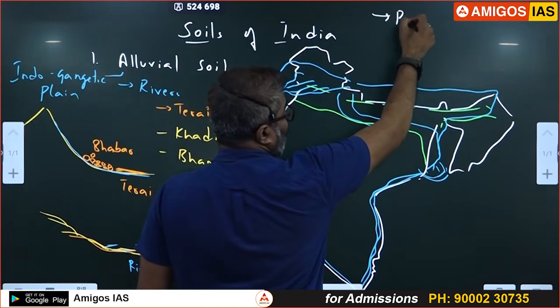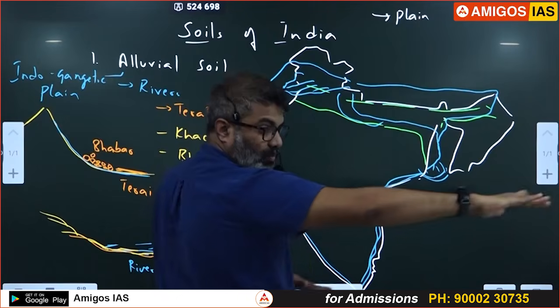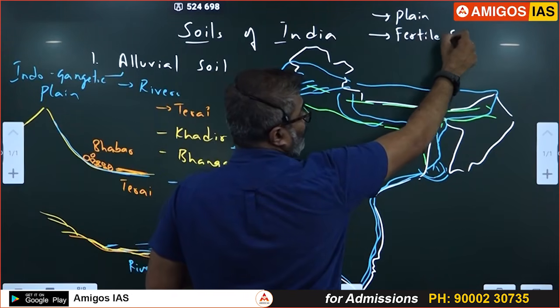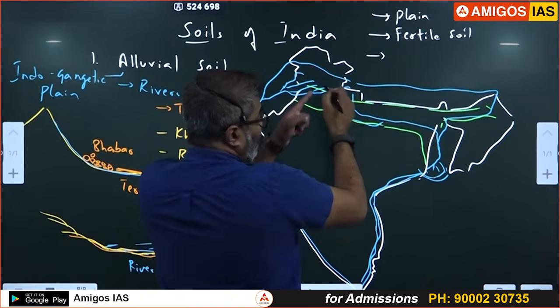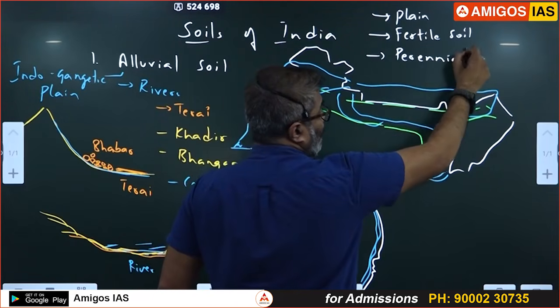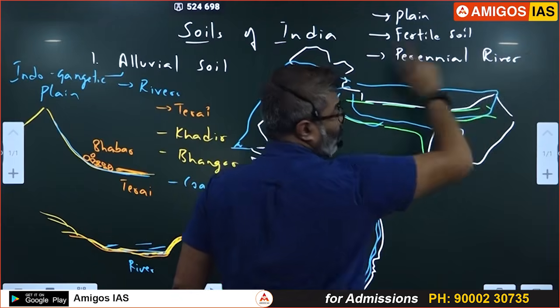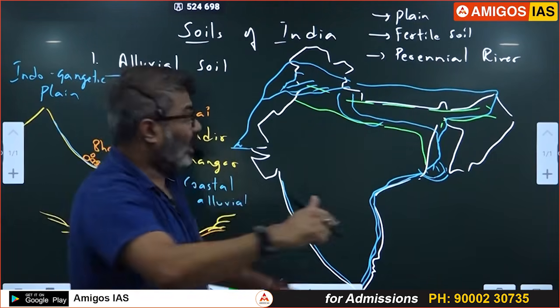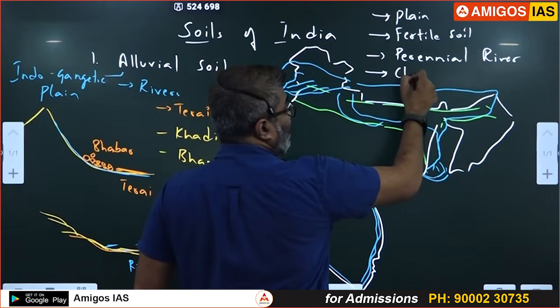One is, this is a plain, flat terrain. Second, we have very, very fertile soil. And we have rivers throughout the year, perennial rivers, rivers that flow throughout the year. We have water throughout the year. Correct. And moderate climate. So what else do you need as a farmer?